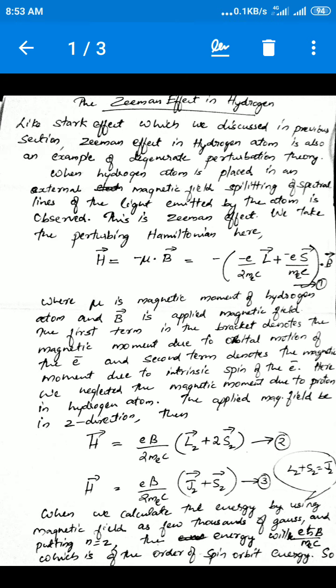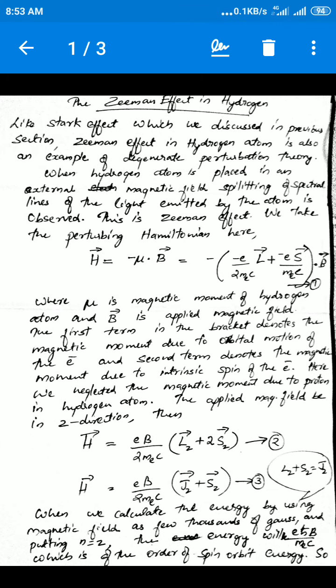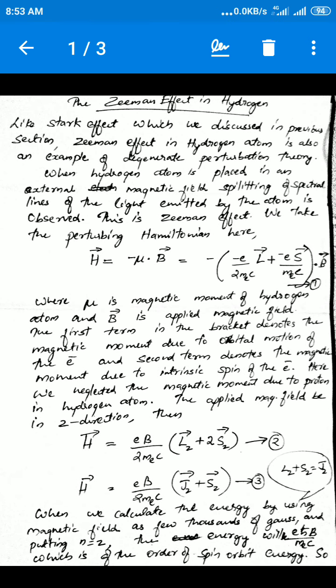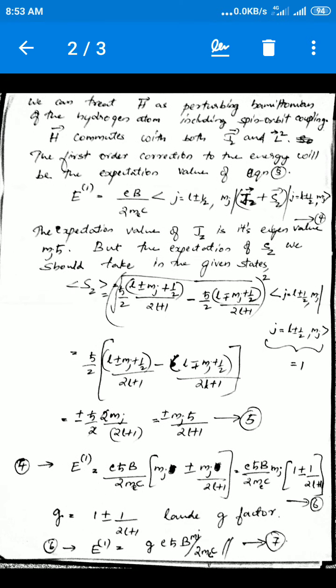This value is of the order of the spin orbit energy. So we can consider H as a perturbing Hamiltonian of the hydrogen atom. It is of the order of the spin orbit energy; that is why we can write it as a small energy Hamiltonian. So it is a perturbing Hamiltonian, and that's why we take it as a perturbing Hamiltonian.